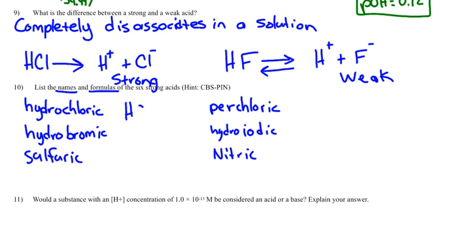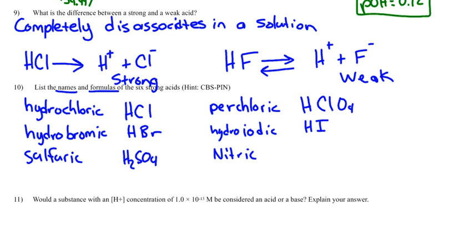So this is going to be HCl. This is HBr. Sulfuric is H2SO4. Perchloric is HClO4. Hydroiodic is HI. And nitric is HNO3. Now, sometimes people will mess up sulfuric acid because they'll think that H2S is the same thing.